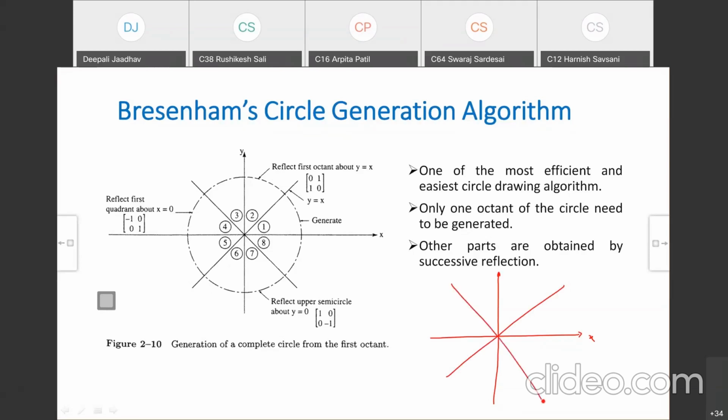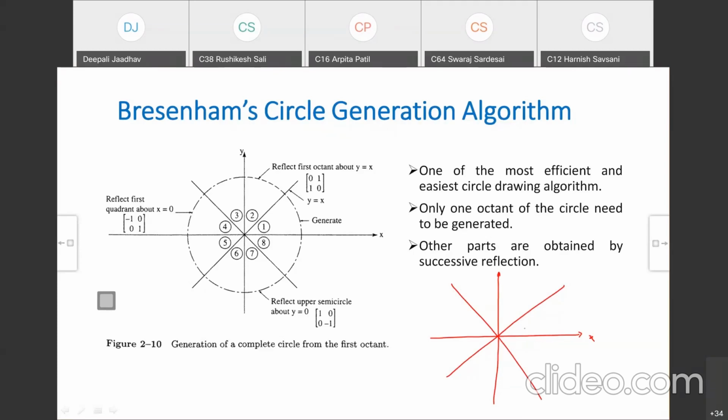In the Bresenham's circle generation algorithm, we are not going to draw or generate the entire circle. It takes too much time, or so many calculations are required if we generate the entire circle. So instead of that, first we generate this part.